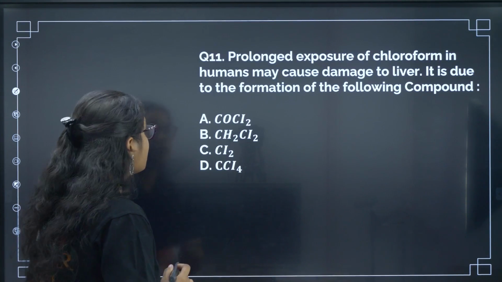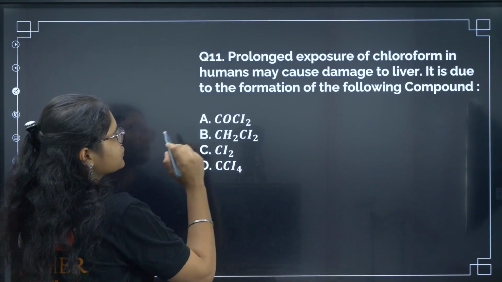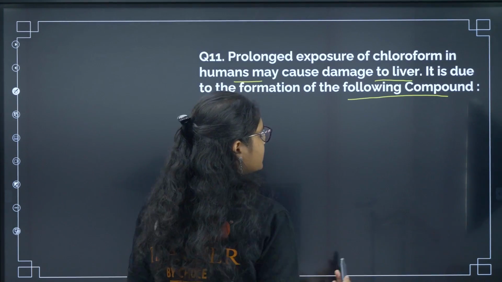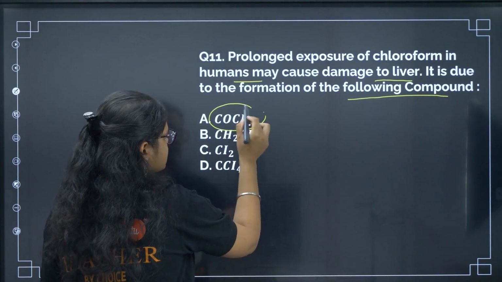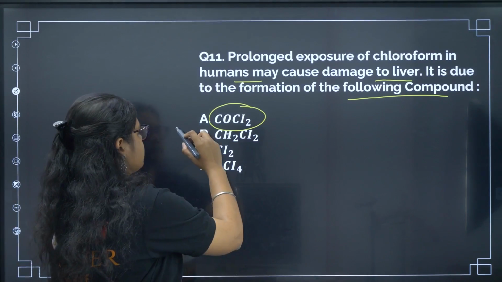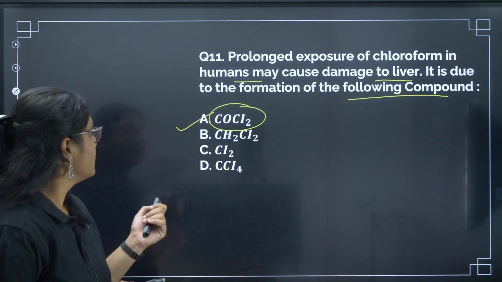Okay, next. Prolonged exposure of chloroform in humans may cause damage to the liver. It is due to the formation of the following compounds. So we know this is because of the formation of a compound called phosgene, COCl2. So the correct answer for this question is option number A. Okay, next.